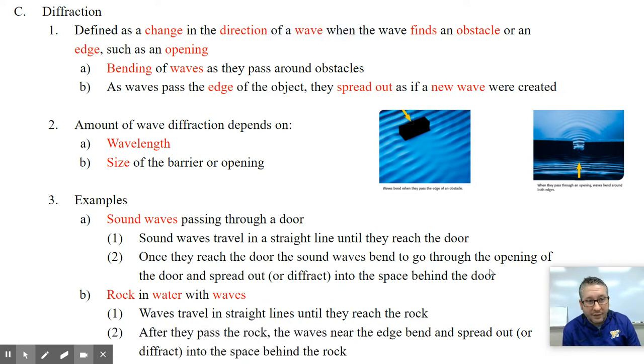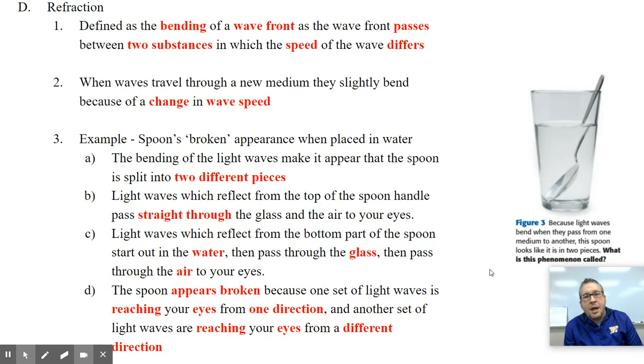Rock and water waves. Waves travel in a straight line until they reach the rock. After they pass the rock, the waves near the edge bend and spread out or diffract into the space behind the rock. Okay, so we saw those two examples up there on the right-hand side.